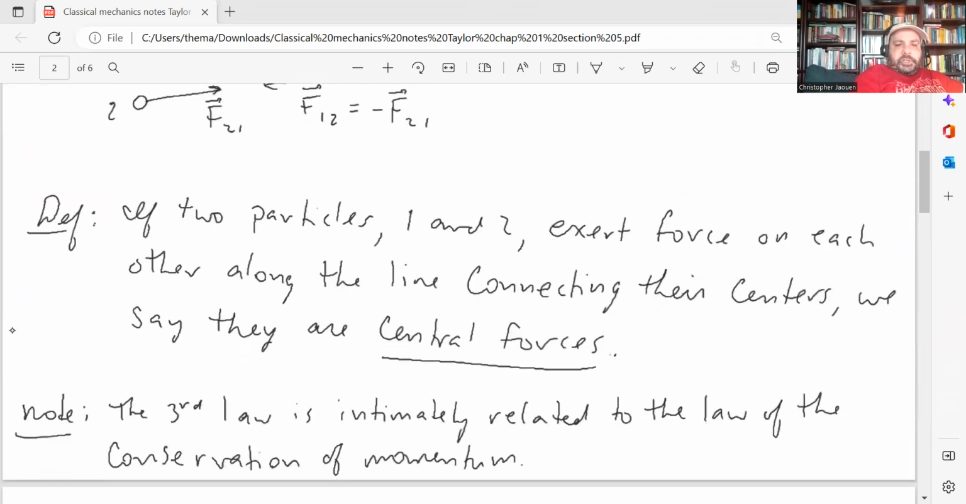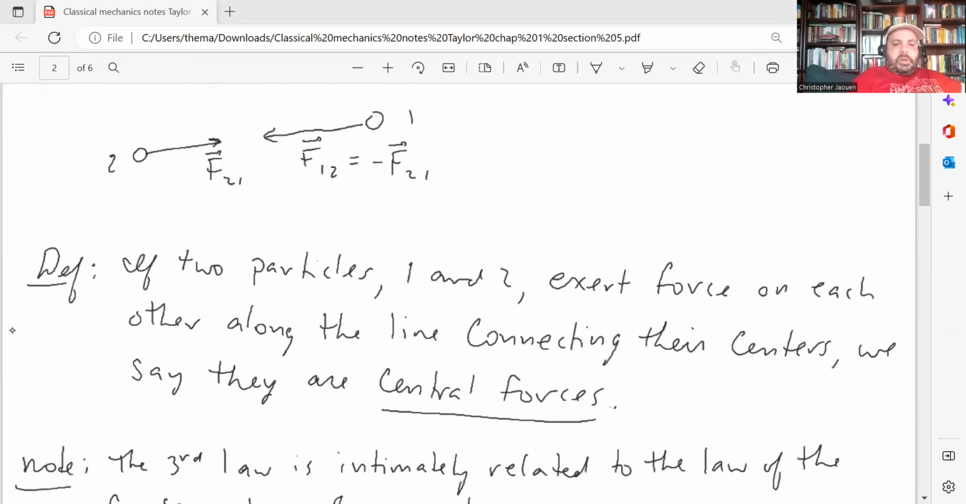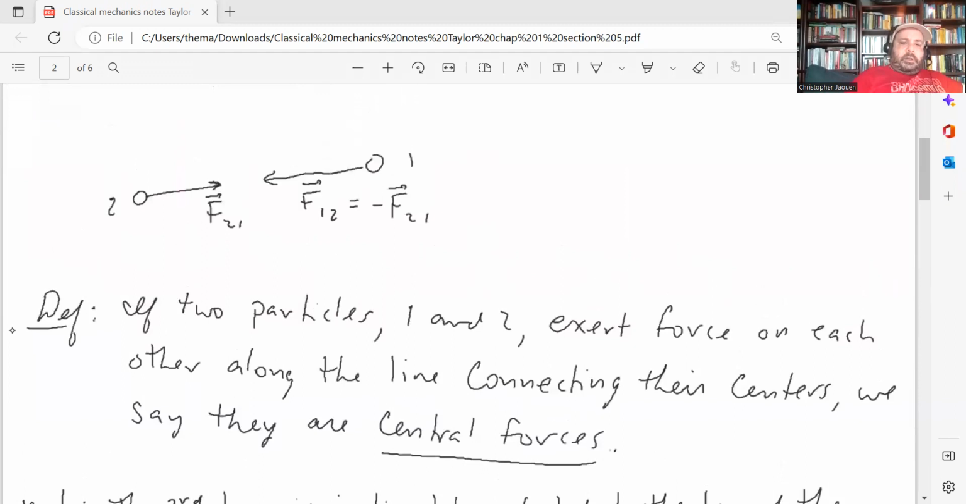All right, there's a definition in the section here on what a central force is. So here you can see from the picture, if two particles, 1 and 2, exert forces on each other along the line connecting their centers, then we say that the forces are central, or they're central forces, right? So these two objects, object 1 and object 2, are exerting forces on each other. These are central because they're directed along the line connecting the centers, right? So these would be central forces.